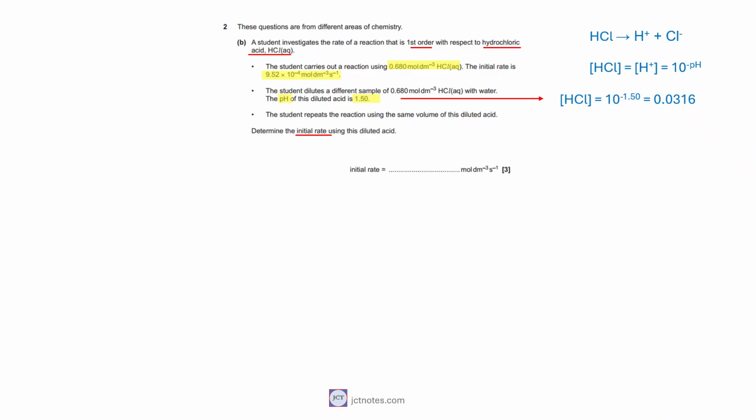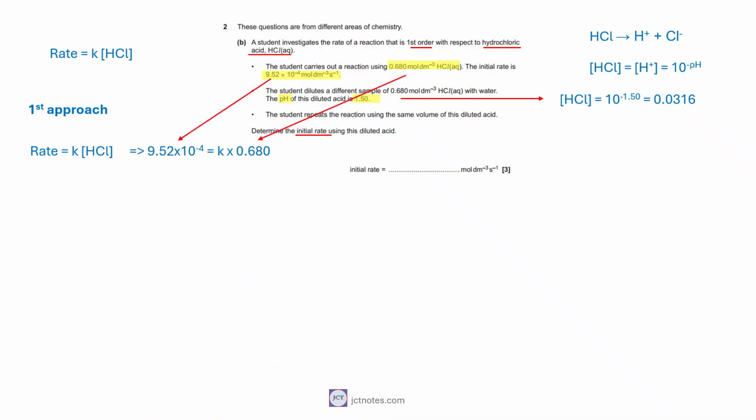As the reaction is first order with respect to hydrochloric acid, we know that the rate is equal to a constant multiplied by the concentration of hydrochloric acid. We have at least 2 approaches. The first approach is to calculate the value of the constant using the concentration from the initial analysis. This gives a constant equal to 1.4 times 10 to the power of minus 3.